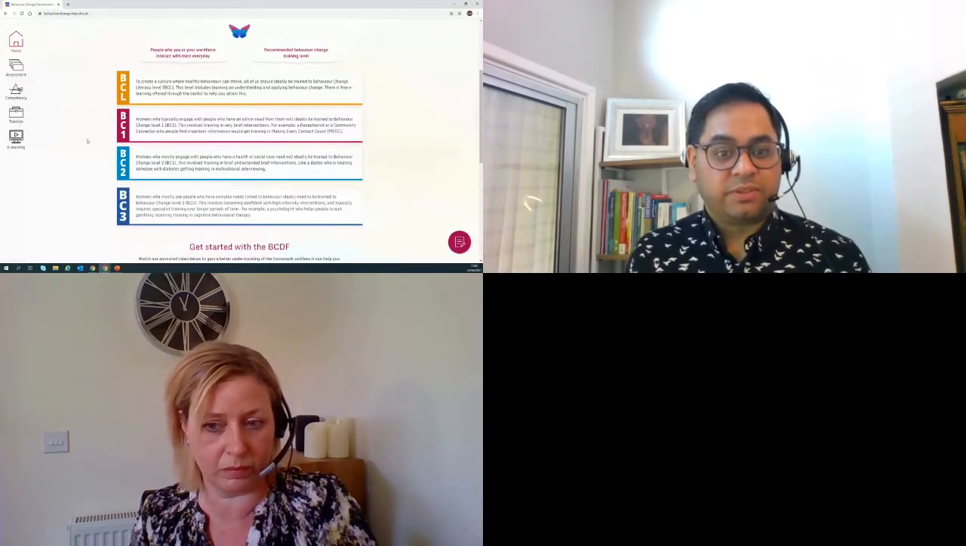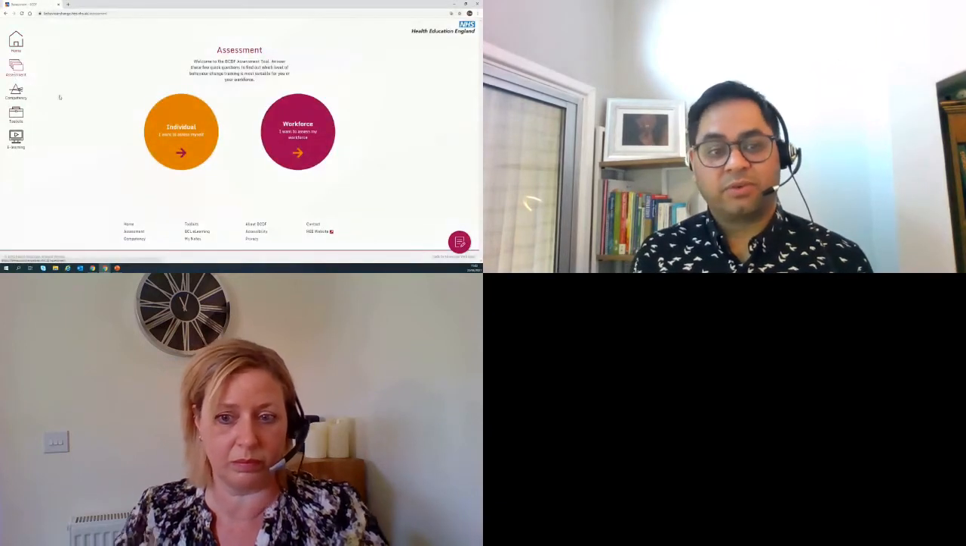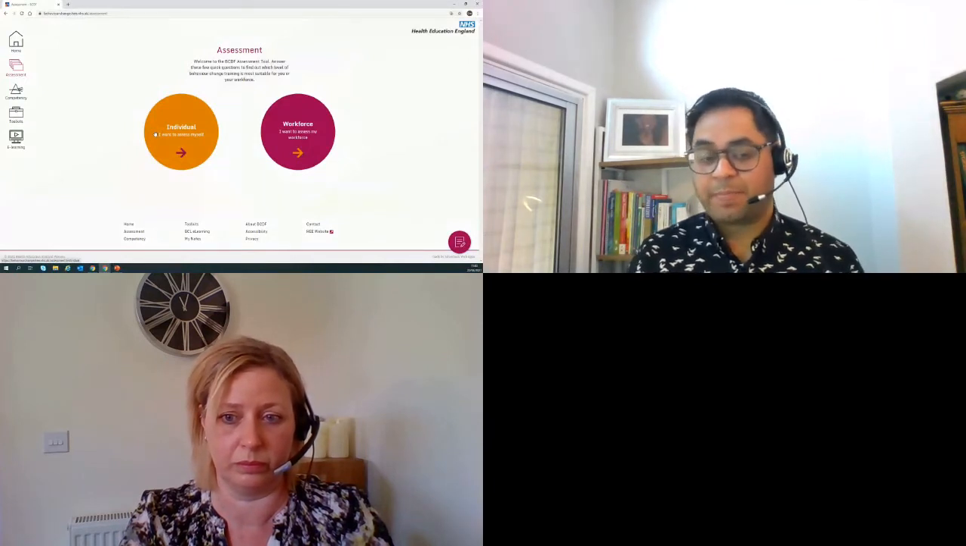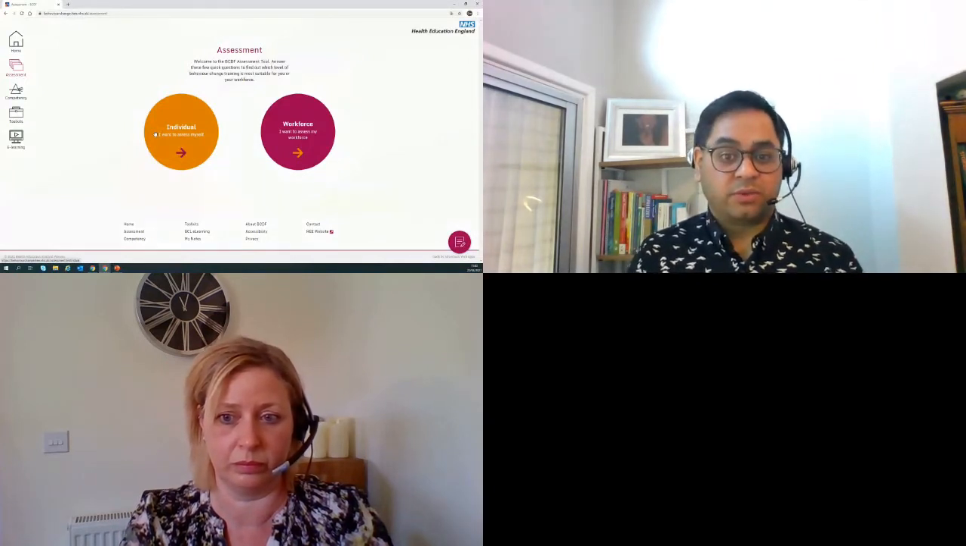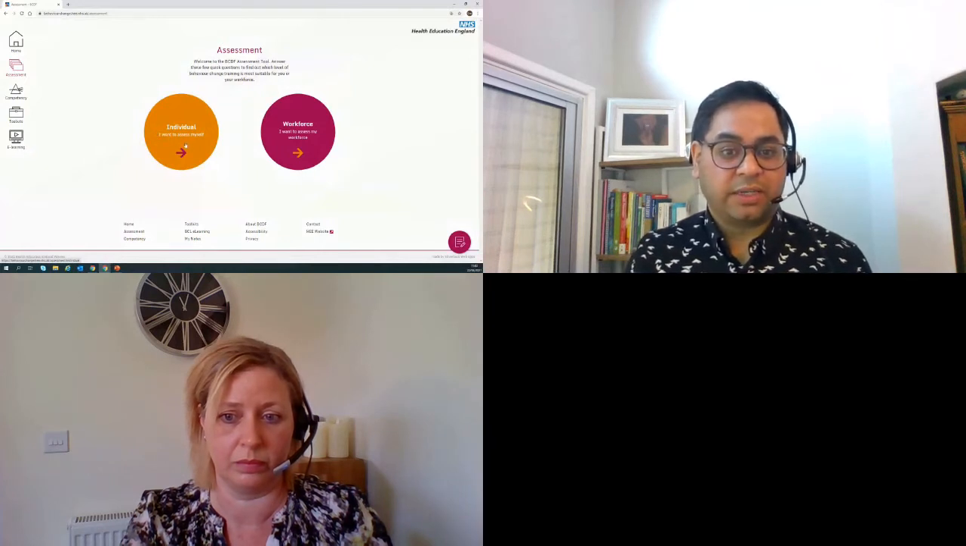And we've developed this to start off with an assessment. So if you're an individual, you can assess what level of behaviour change training you should be trained at. If you're responsible for a workforce or a team, you can also assess your team. And there are some short questions that you answer, which then provides you with results on what level of behaviour change training you or your workforce should be trained at.